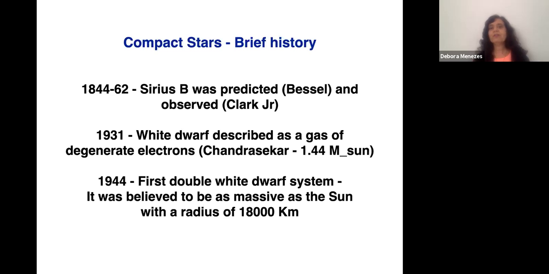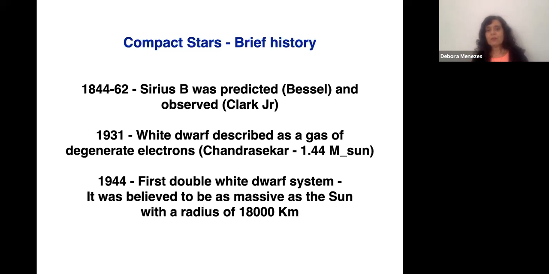So the observation done by Clark had a kind of theoretical interpretation done by Chandrasekhar. And Chandrasekhar said that this object, and I show you some numbers, should have a maximum mass of 1.44 solar masses, so about 1.5 times the mass of our sun.